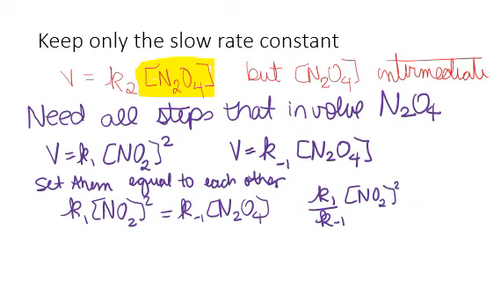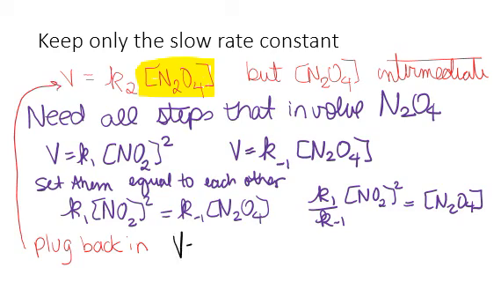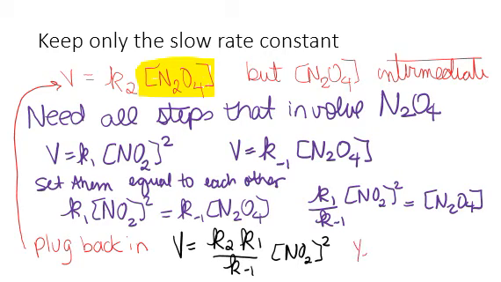As we did in the previous one, put all of the other components on the opposite side and solve for N2O4. And so when we've solved for N2O4, we get K1 over K minus 1 times NO2 squared. And then when I plug that back into my original K2 times N2O4 expression, I get K2 times K1 over K minus 1 times NO2 squared.